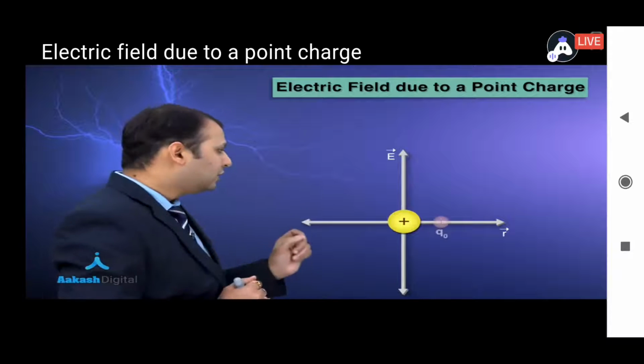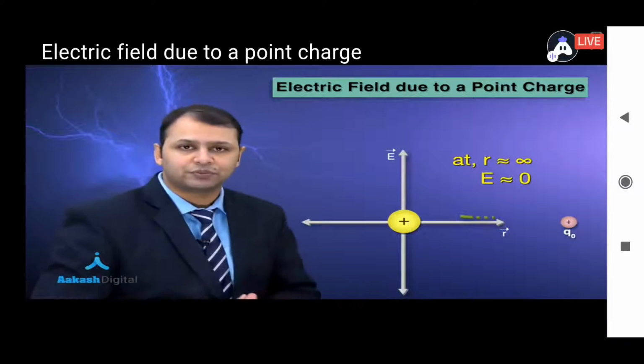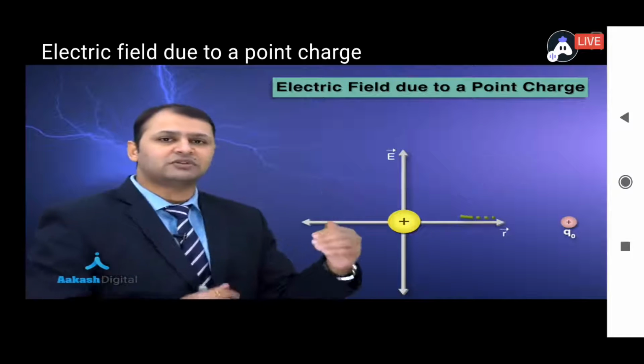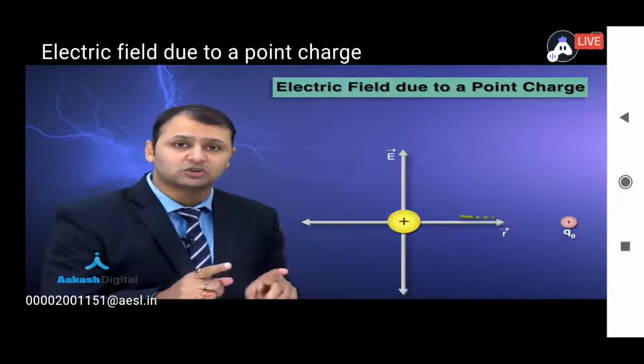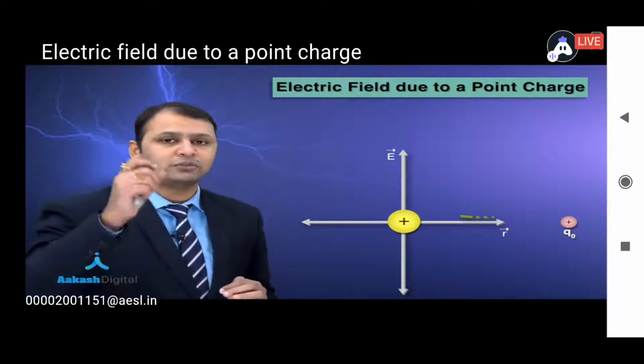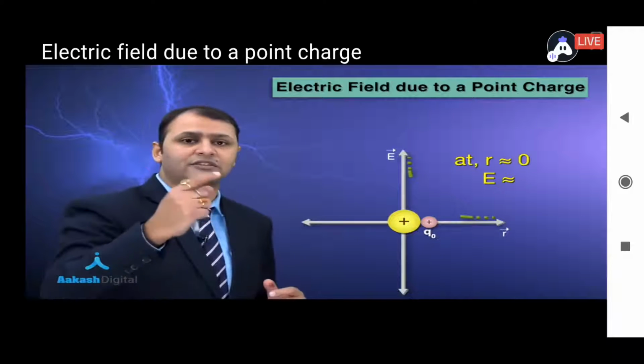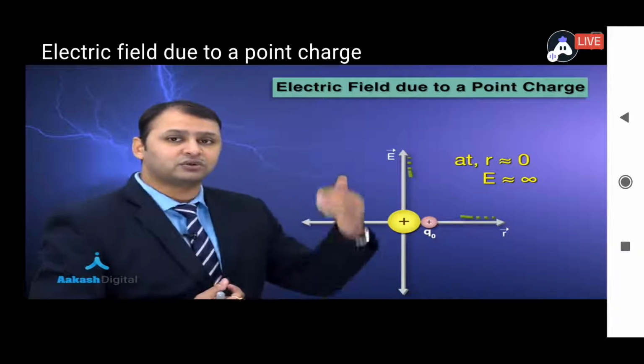Now from here, if you put the test charge at infinity, what would be the electric field? It would be 0. Now if you bring the test charge very near to source charge, not on the source charge, remember, on the source charge electric field is not defined. So when you bring the test charge very near to source charge, what would be the electric field? Definitely the r will be tending to 0, so electric field would be infinity.